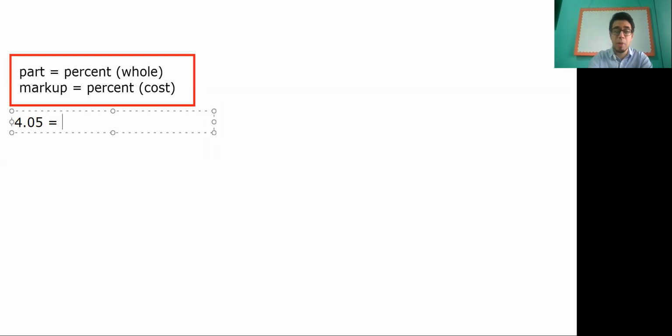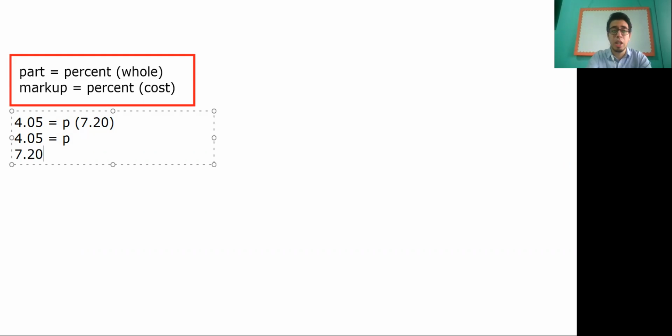So we are going to multiply by a variable p because I don't know what the percent markup is. And we multiply this by the cost. What is the cost? $7.20. Remember, you have $7.20 multiplying the variable. What are you going to do with this? You are going to move this number that is multiplying your variable to the other side of the equation as a division. So 4.05 is going to be divided by 7.20, and this is going to be equal to the variable p.